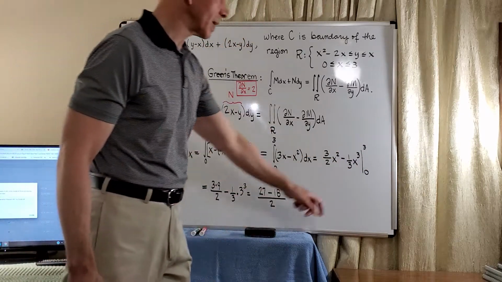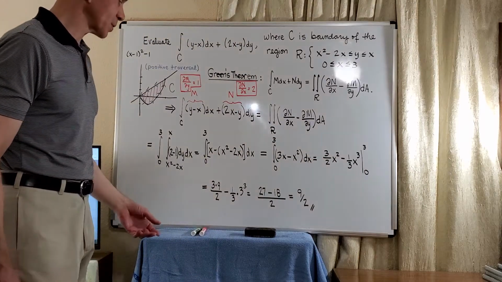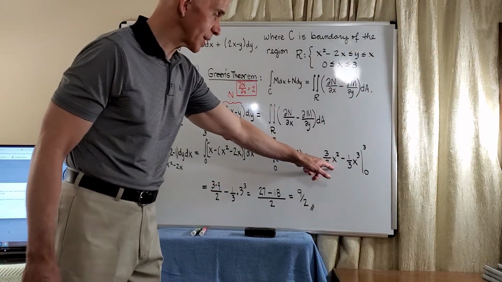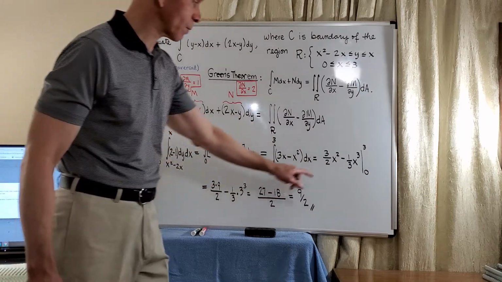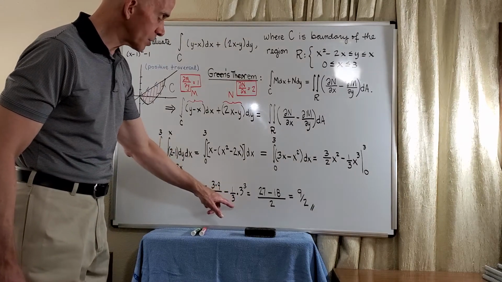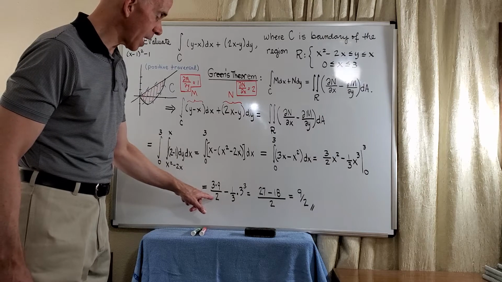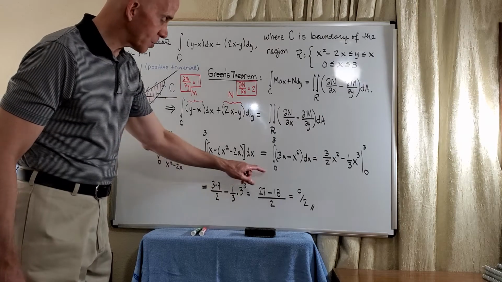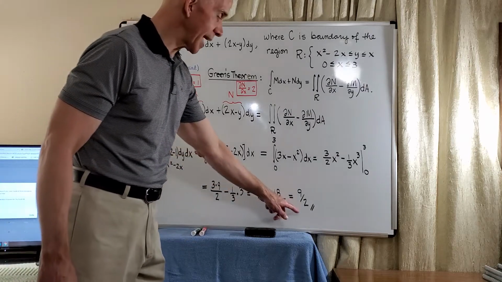Of course, the lower limit zeroes out everything, so we don't have to worry about that. But when we substitute the 3 in this particular term, we get 3 times the 9 divided by 2, and then of course we get a negative 1/3 times 3 cubed. Notice here the 3 divides here, leaving us a negative 9, and so we need a common denominator of 2, so that'll give us 27 minus 18 divided by 2, which is 9 over 2.